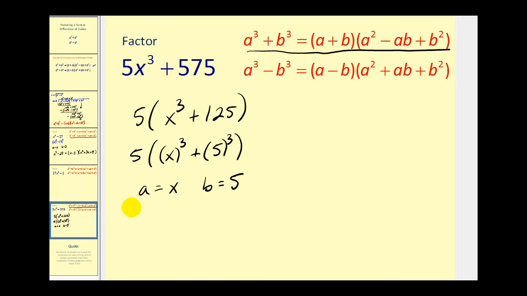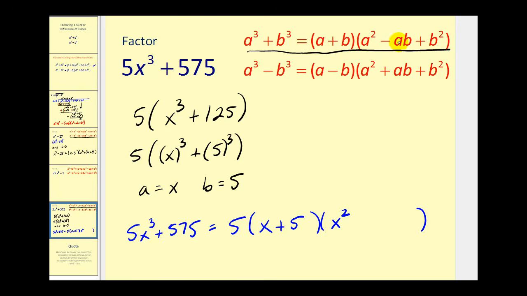We need to be a little careful here. Let's go ahead and rewrite this. This is going to equal 5 times a binomial times a trinomial. So our binomial will be a plus b, x plus 5. Our trinomial is going to be a squared, which is x squared, minus a times b, minus x times 5 will be minus 5x, plus b squared would be 5 squared, which equals 25.